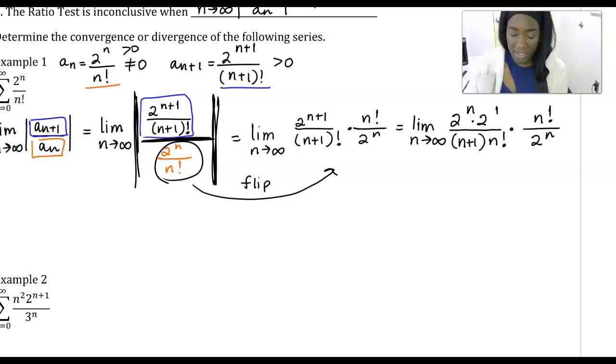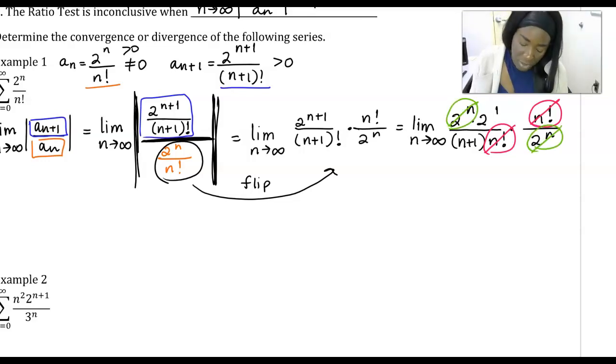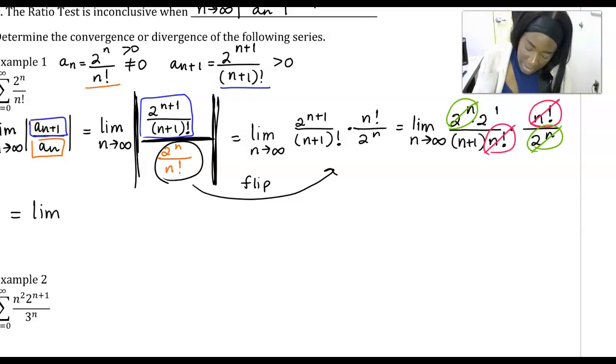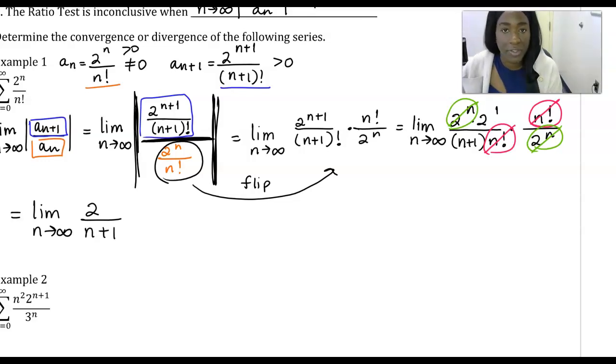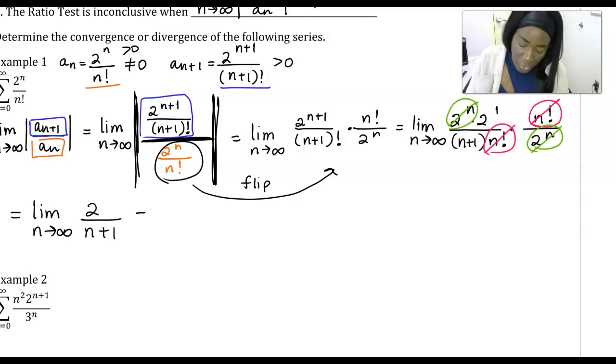So hopefully now you can see a bunch of things will be able to cancel, or at least 2 things will be able to cancel. The factorials will cancel, and in addition, the 2 to the n will cancel, and that will just leave us with the limit as n approaches infinity of 2 over n plus 1. We can evaluate that limit. The degree of the denominator is greater than the degree of the numerator, so this limit goes to 0.